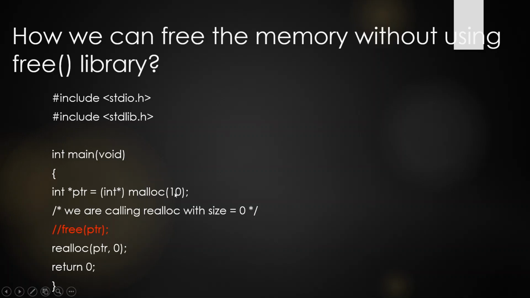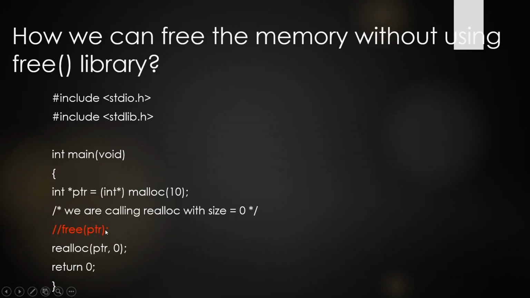The syntax will be n into size of int. I'm taking a malloc of 10 bytes. We have allocated memory for 10 bytes here. If you use free(ptr) here, we can directly destroy this memory. It means we can directly deallocate the memory which we created using malloc. Clear? The free library function is used for deallocating the memory.